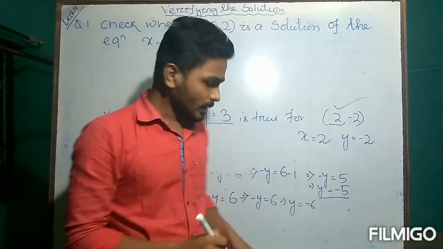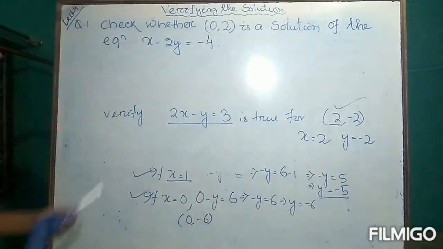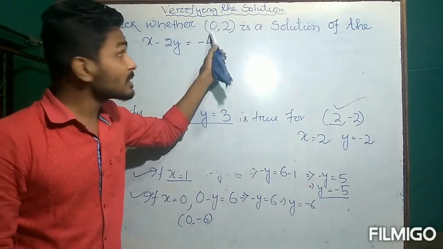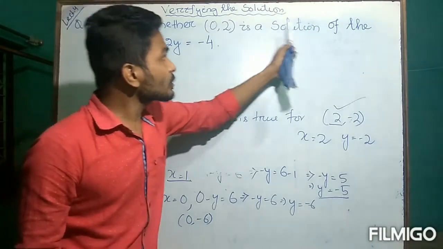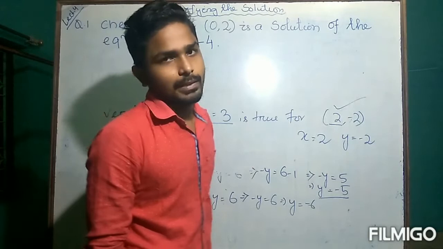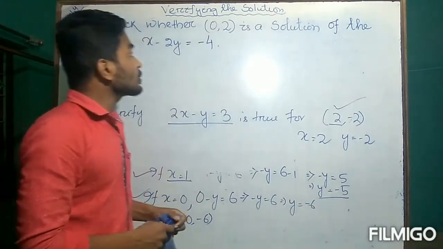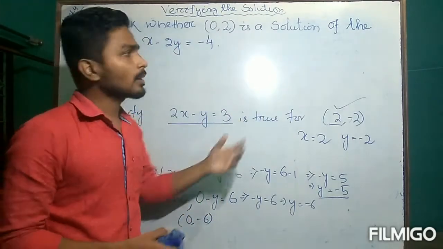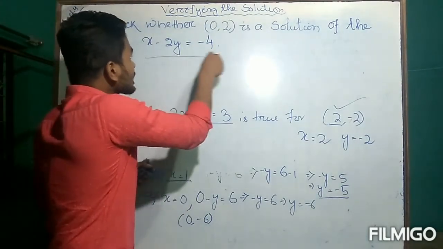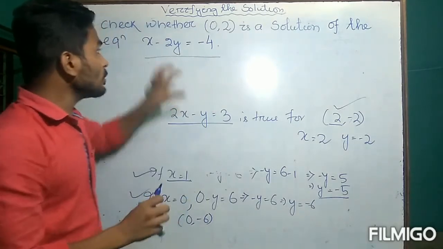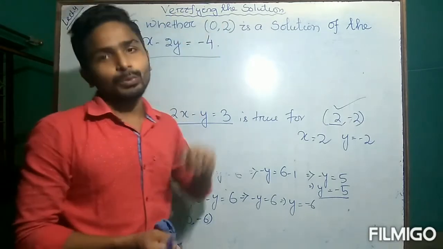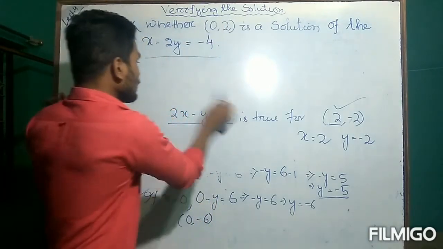Understood? Now there is a question: check whether the ordered pair (0, 2) is a solution of the equation x minus 2y is equal to minus 4. That means you have to check whether this equation holds good for x is equal to 0 and y is equal to 2. Now let's do it.